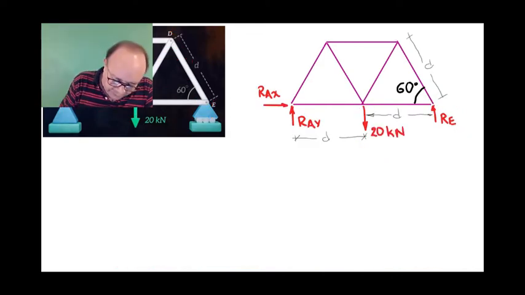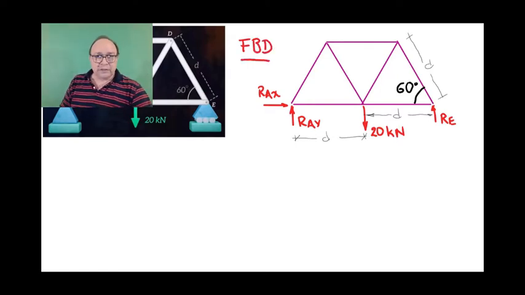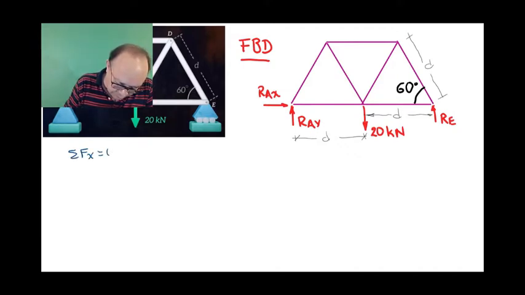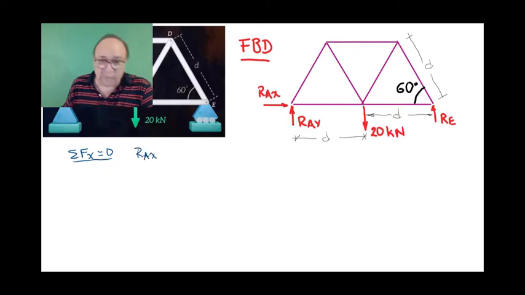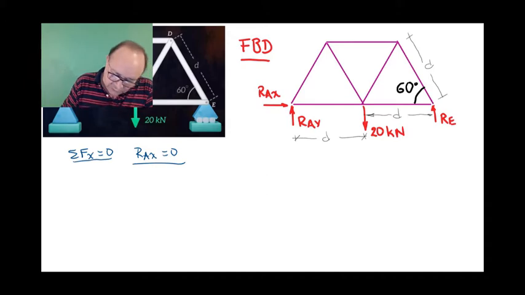We have the free body diagram of the whole structure here in order to calculate the reactions. So we then set up equilibrium equations. We can start by using summation of forces in the x direction equals 0. We have reaction AX, and there are no more forces, so it equals 0. So we found that reaction AX is equal to 0.